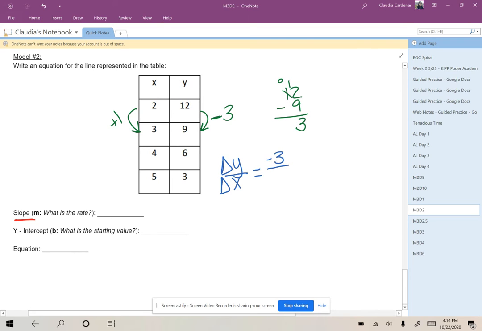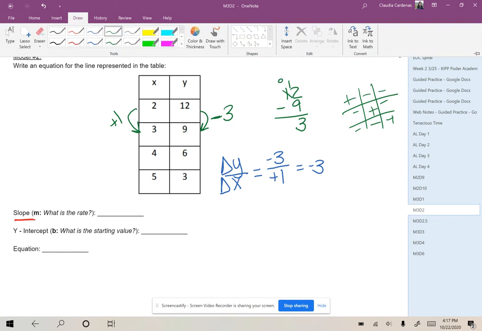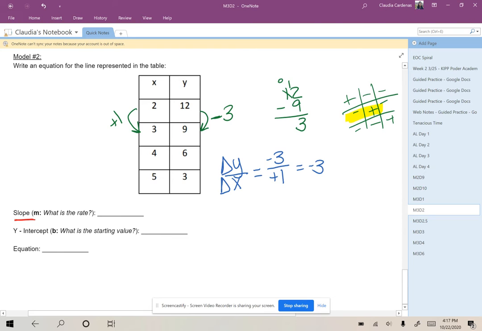And so the y is changing by subtracting 3. I need to take that sign with me because it is a subtraction, or a negative, and then a plus 1, or a positive 1. Okay. And now if I simplify it, I end up with a negative 3. Remembering our tic-tac-toe chart with our signs, in case we forget, we have a negative and a positive number next to each other, which means we have to have a negative answer on our quotient, or on our final answer. So I'm going to write: our slope is negative 3.